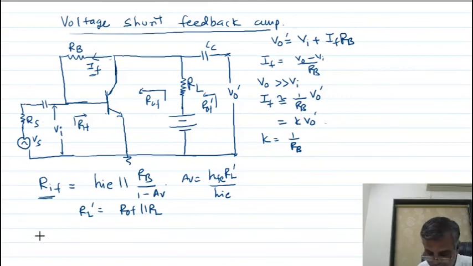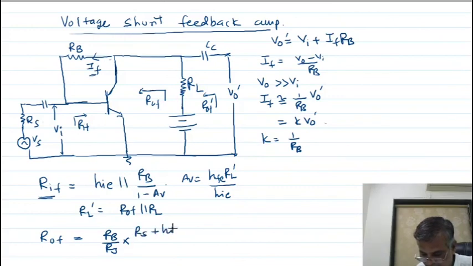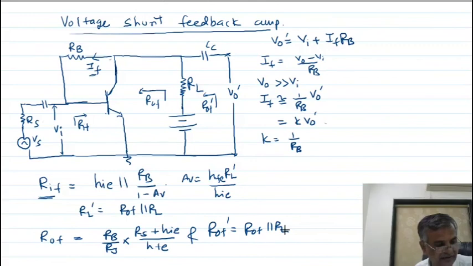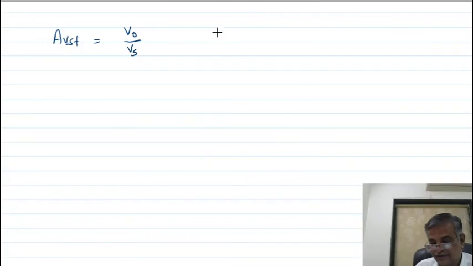What is output resistance? Output resistance is given by this equation. It is RB upon RS into (RS plus Hi). I am not doing any derivation of this, I am just giving it for your information. And ROF dash is nothing but ROF parallel RL. Voltage gain with respect to source Vs.